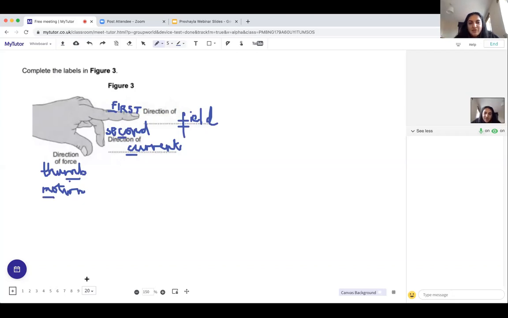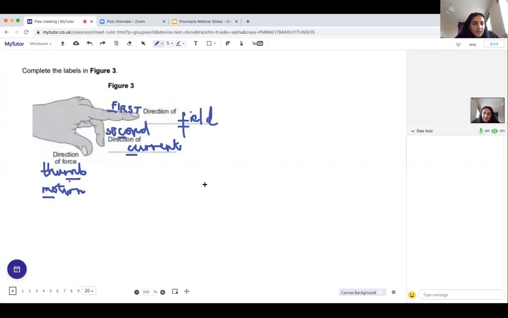So it is kind of a long way to get there, but if you get that the first finger is the field, then everything comes from that. You only have two choices, and we know that the thumb is the direction of the force and the current is the second finger.